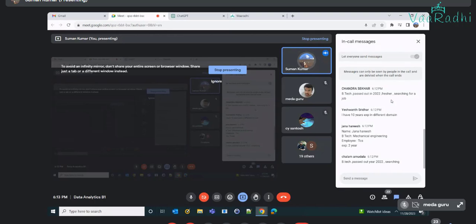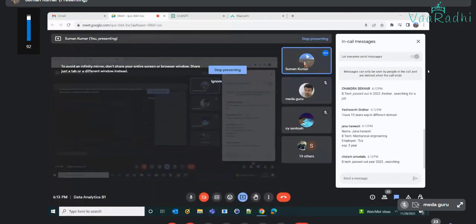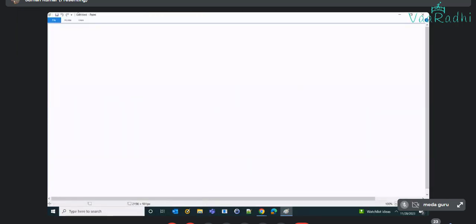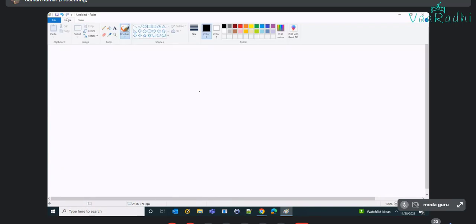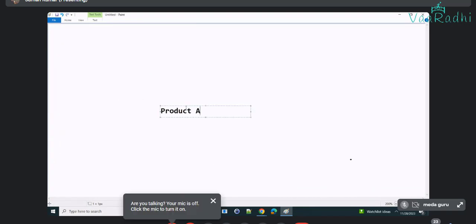It is maintaining data internally. Let me open Paint. Amazon is already maintaining some data internally, saying that when some user purchases product A, the users who purchased product A also purchased products B and C.